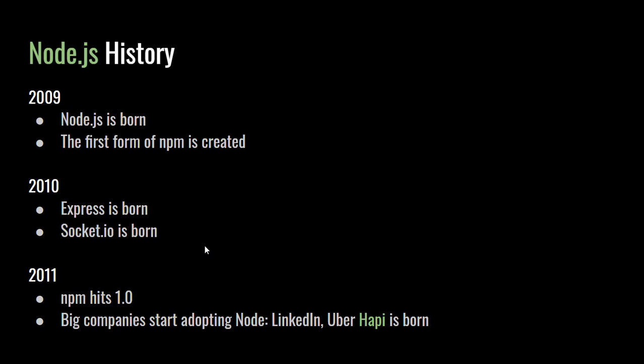2011, npm hits 1.0, so npm became, kind of, its first version, and then big companies started adopting Node.js, like LinkedIn, Uber. And Hapi is born. By the way, Hapi is an alternative to Express that has more features. Some people love it. Some people like Express. Just a different flavor.